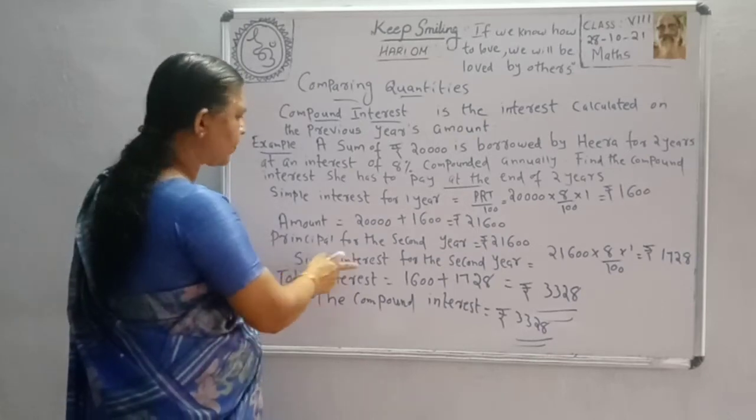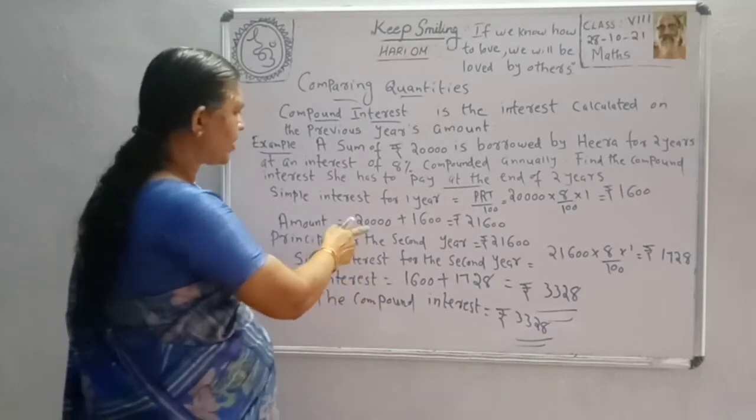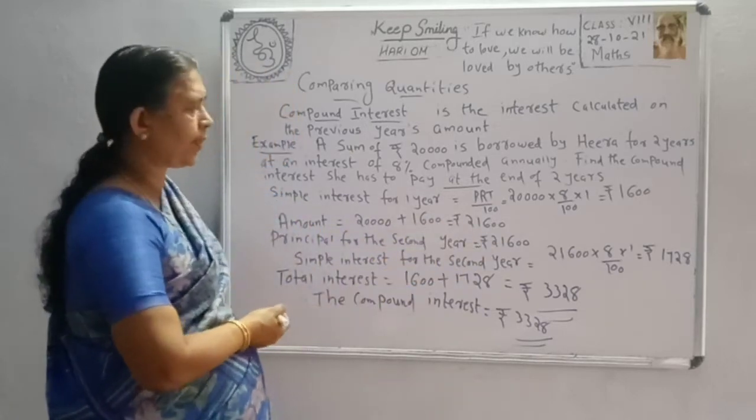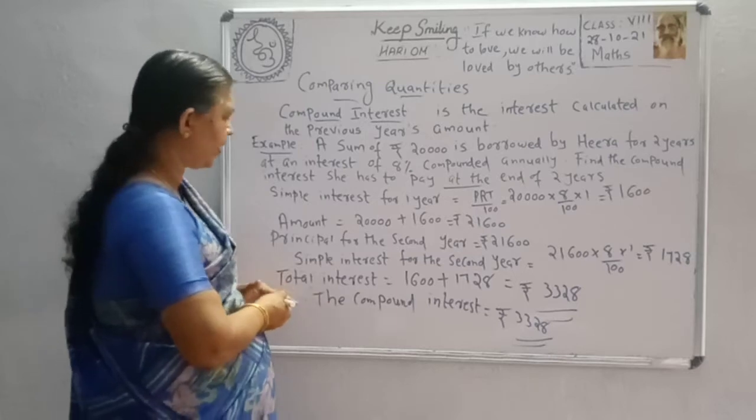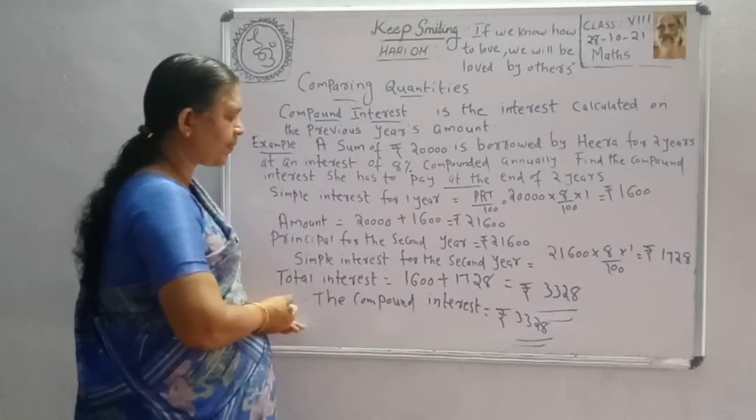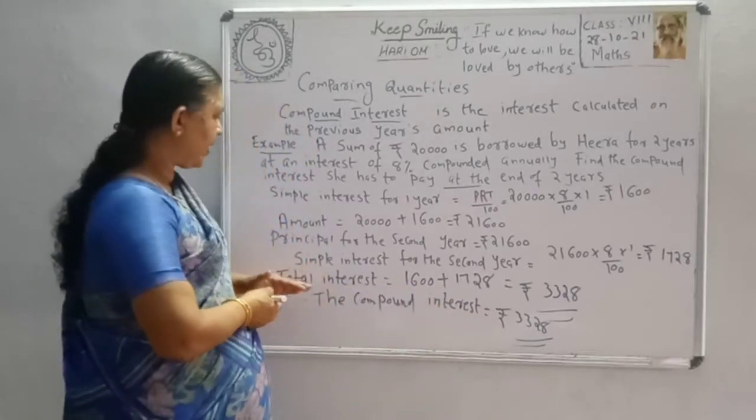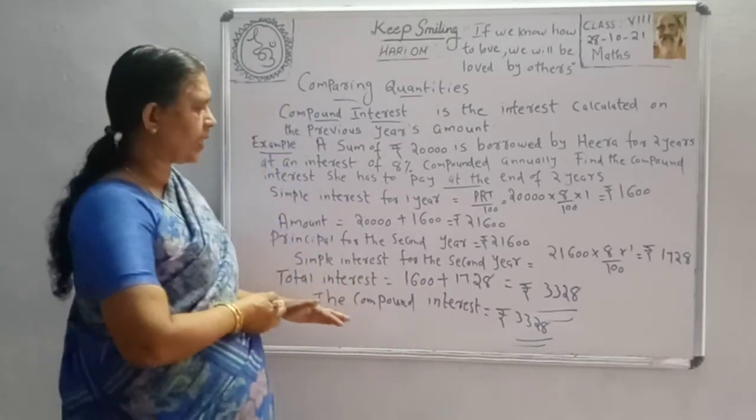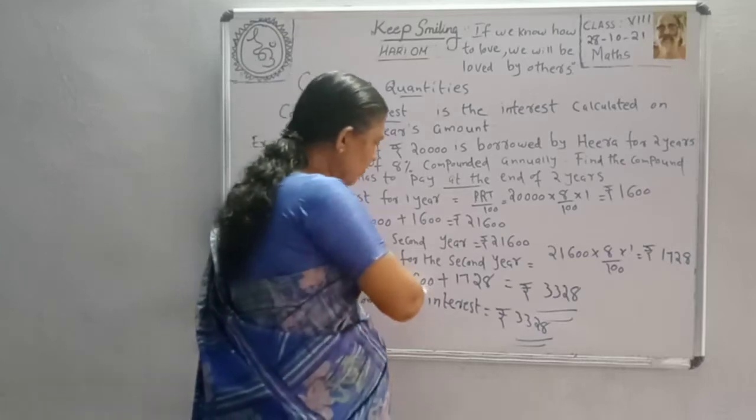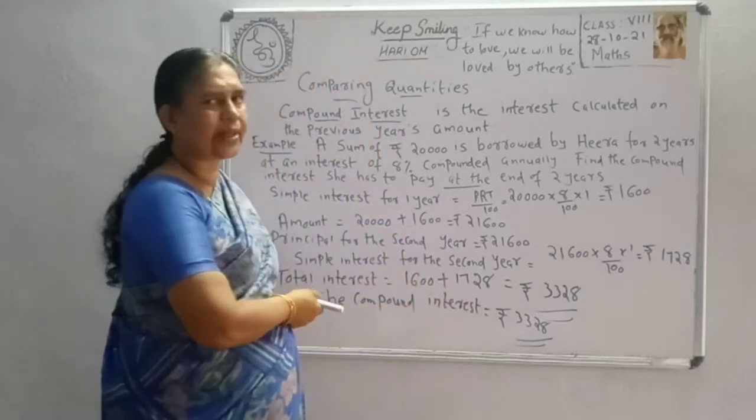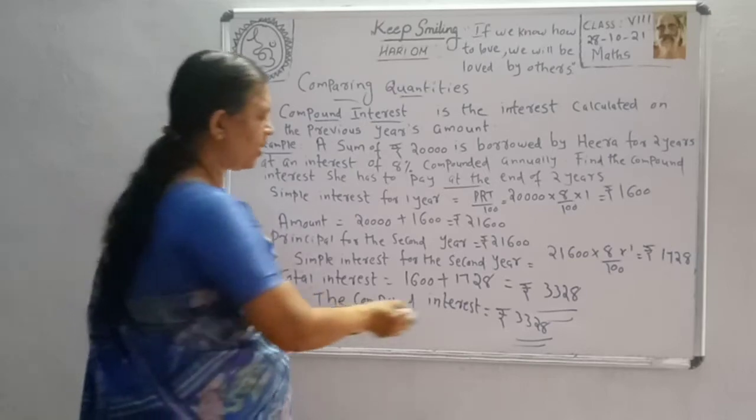So the simple interest for the second year, if the principal is the amount, that is 21,600 into 8 by 100 into 1, that is rupees 1,720. So what is the compound interest? Therefore the compound interest is equal to the first year's interest plus second year's interest, that is rupees 1,600 plus 1,720, that is equal to rupees 3,320. Okay.